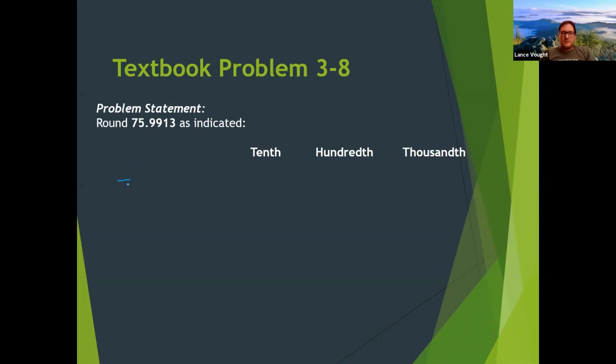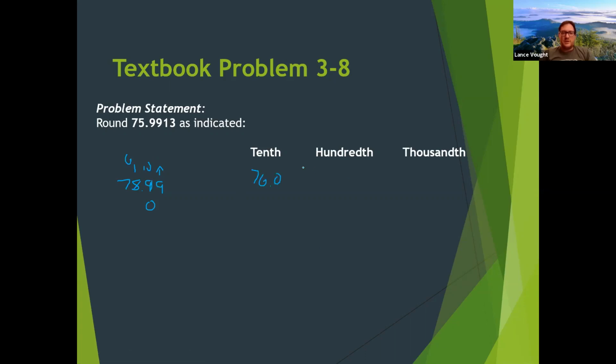This one's a little tricky because if you're at 75.99, this indicates to round up. So you would round this to 10. Well, that means that this becomes a 0, and then you add a 1 to this, so this becomes 6. So when you round to the nearest tenth, you're actually getting 76.0.